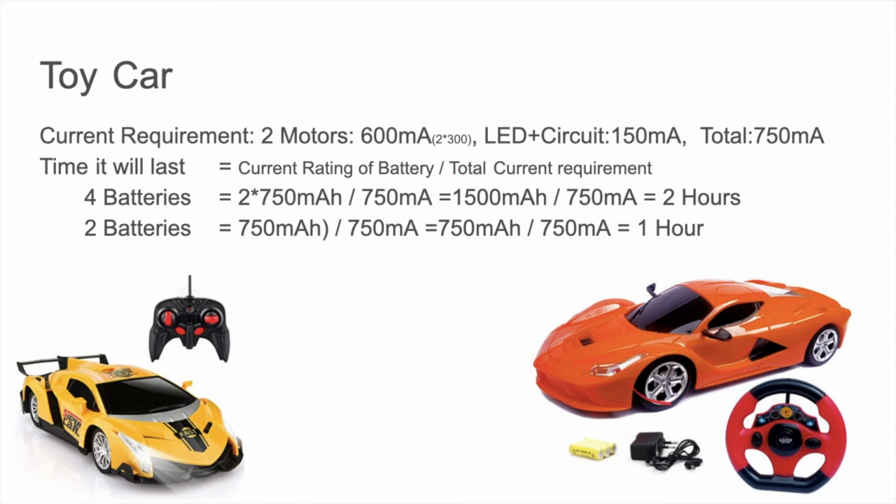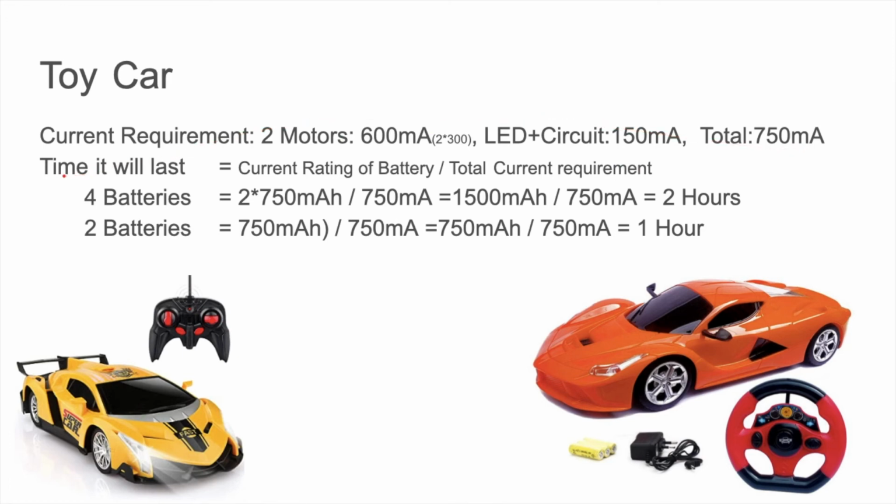Now what about the other things? Apart from the motors, LEDs will be there, right? Used as headlight and all. So LEDs will be there. Some circuit will be there. Of course, in very few toy cars, a buzzer also will be there in order to make some sound. So together all these things we can take as say 150 milliampere or something. Okay, so total of 600 plus 150, that means 750 milliamperes will be taken by a single toy car.